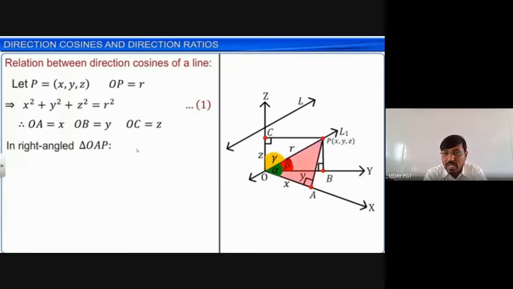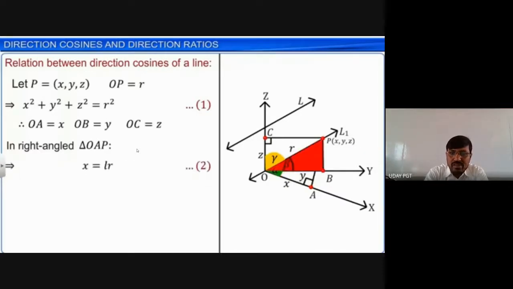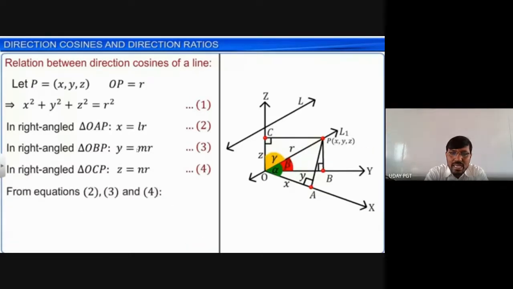So what do you get for cos alpha from this? OAP is a right angle triangle. Can anyone tell me what the hypotenuse is? R is the hypotenuse. Very good. So cos alpha is x by r, that is l equals x by r. So x is equal to lr. In the same way, in the right angle triangle OBP, cos beta is equal to m, that is y by r, so y equals mr. In the same way, z equals nr.